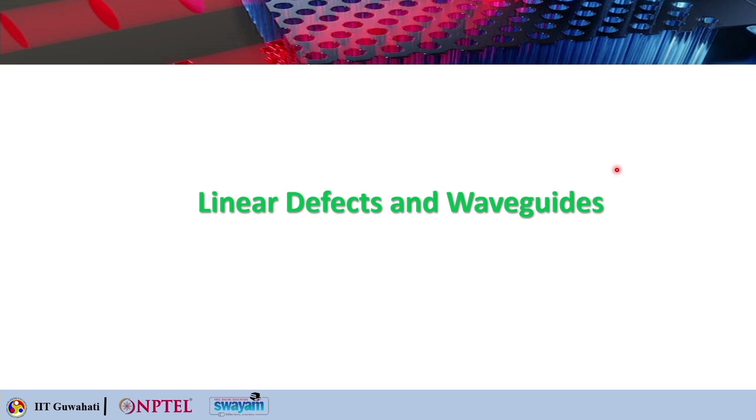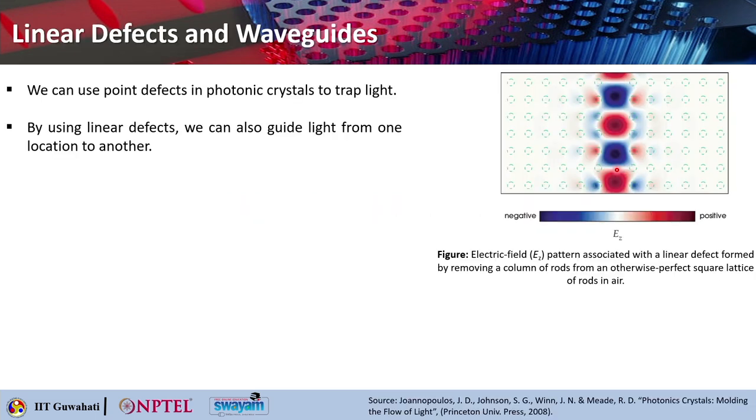Now, let us look into how we can have linear defects and create waveguides. So, you can use point defects to trap light. You can also create linear defects by removing one row or one column or replacing the conventional unit cells with different size ones, and you can actually create a kind of waveguide. So, here again light will not be able to escape into the crystal because the frequency of the light falls within the band gap of the crystal. So, whatever shape of the waveguide you require, you can create a line defect like that and you will be able to guide light along that particular path.